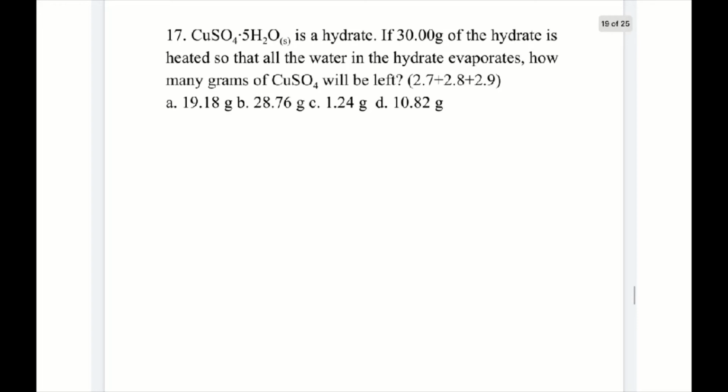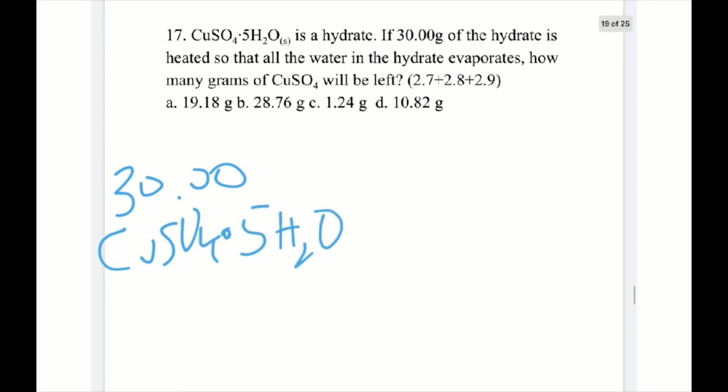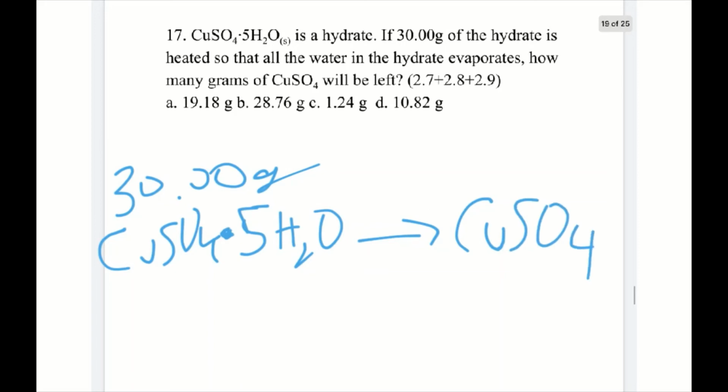Alright, let's think about this. So we have 30 grams of the hydrate, so CuSO4 and 5H2O. Let me shade in that dot. And this is 30 grams. And then it says it'll heat it all up and remove all the H2Os. So in the end, we will have only copper 2 sulfate. And it says how many grams will be left.